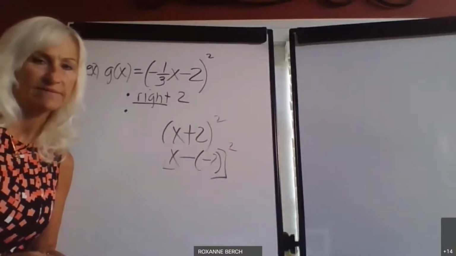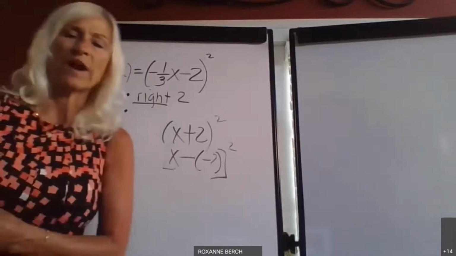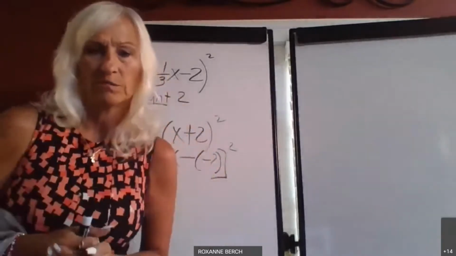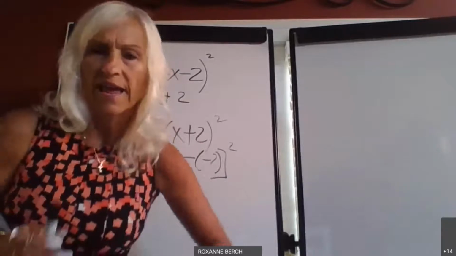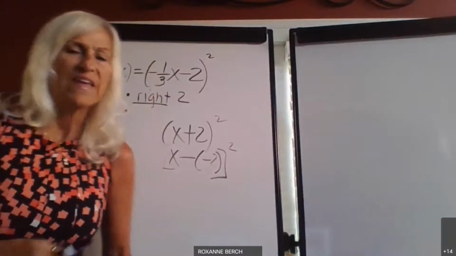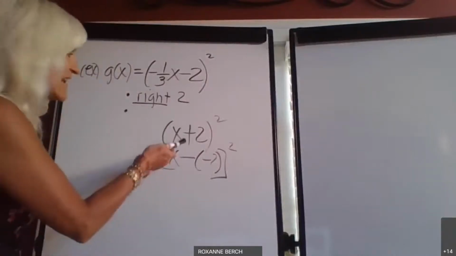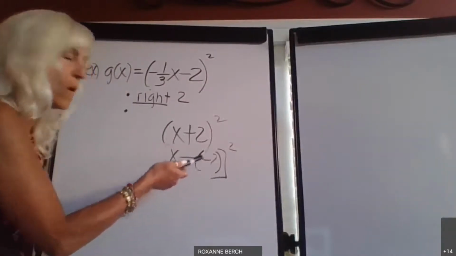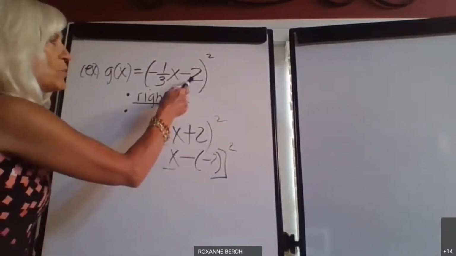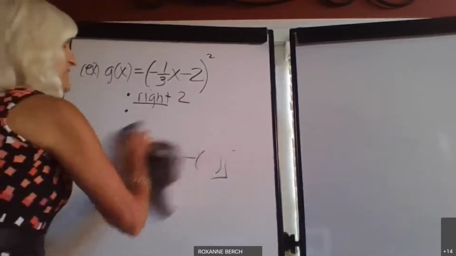Do you understand or no? Yeah, I get it. It's like making a ring. If you want a ring that has a heart, you can't put the gold in a mold that has a star and hope for a heart. These have to be in the form. It has to have a minus in it. If it doesn't have a minus in it, you have to write it in the form. So this would be left 2. This would be right 2. All right, what's next?